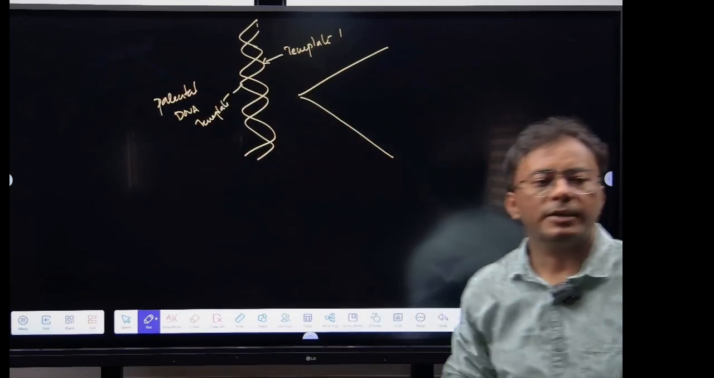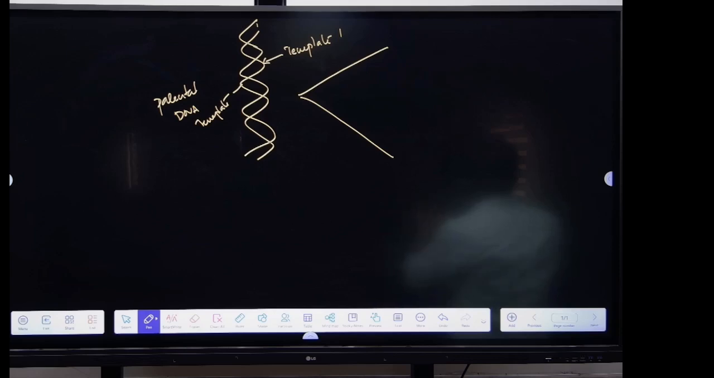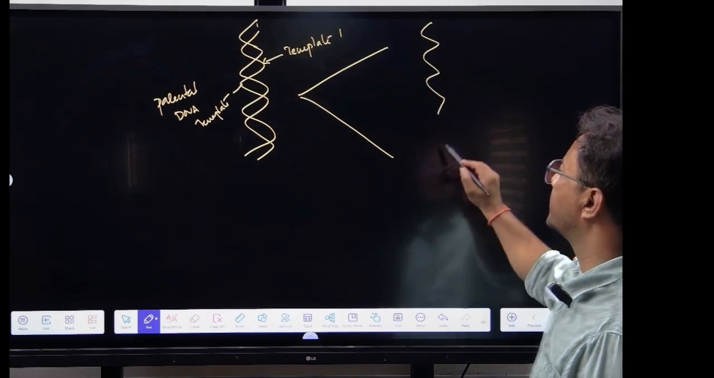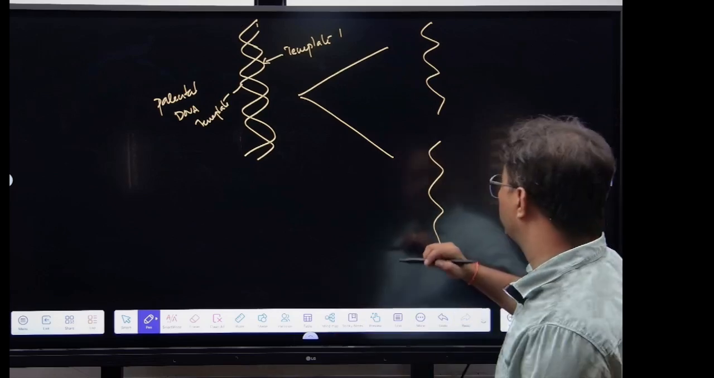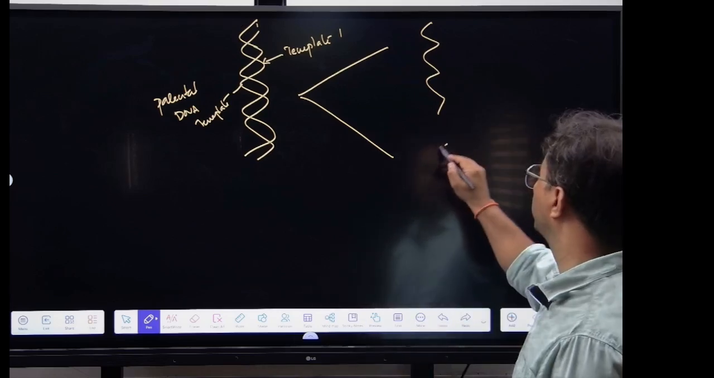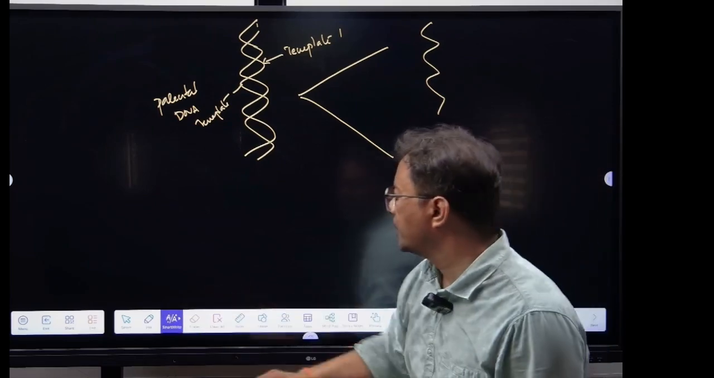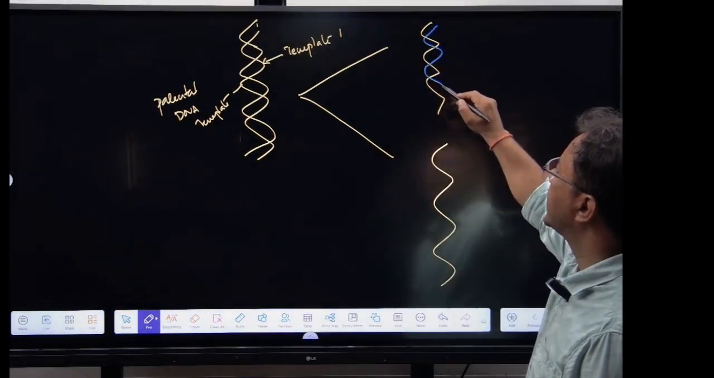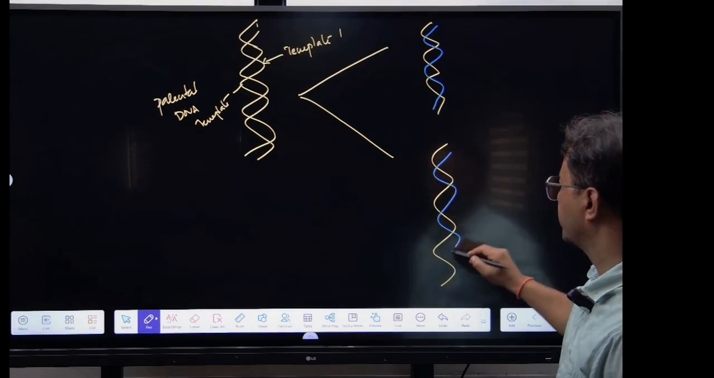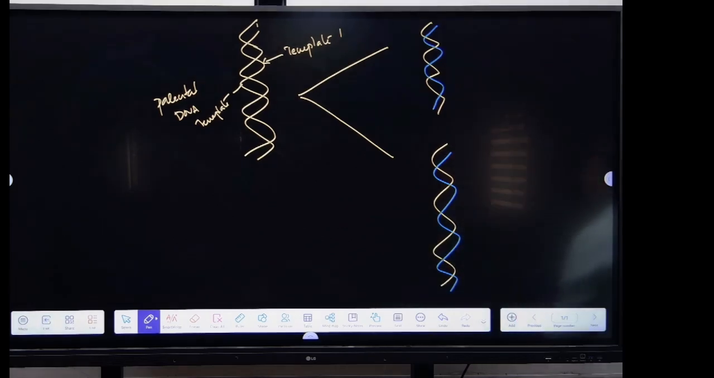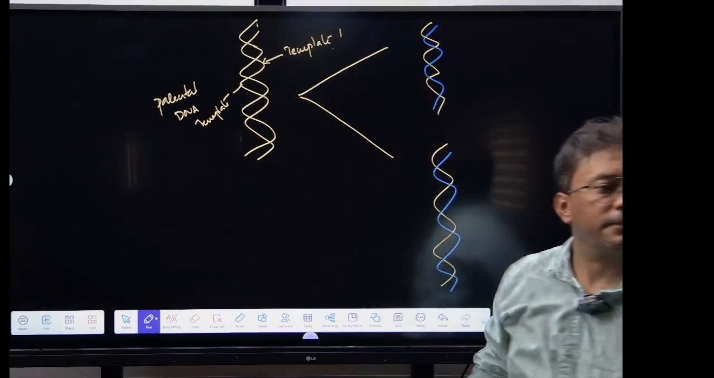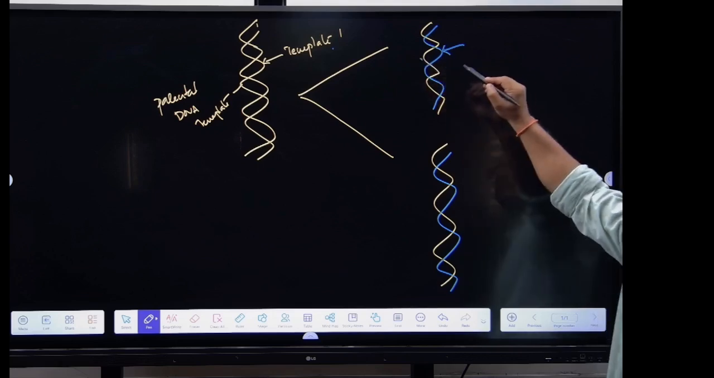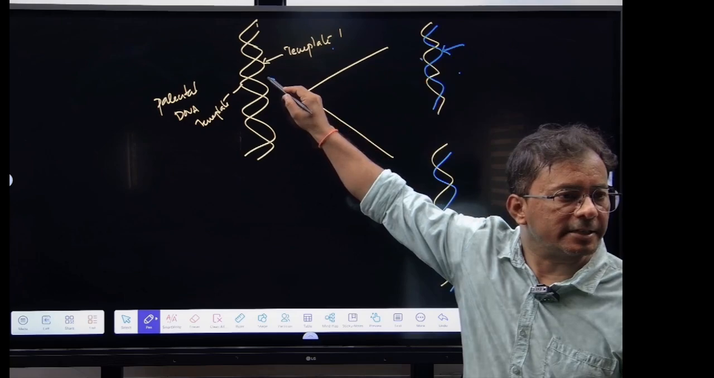Now every time a cell divides, its DNA also doubles, right? So each strand functions like a template. Now there is one parental strand. This is one more parental strand. Now, when the new DNA molecule is synthesized, a new strand is added to this one. A new strand is added to this one. You see guys, this is template one, right? The new strand which is synthesized is complementary to the template, which means these two strands are the same as the parental DNA. Are you following my point?